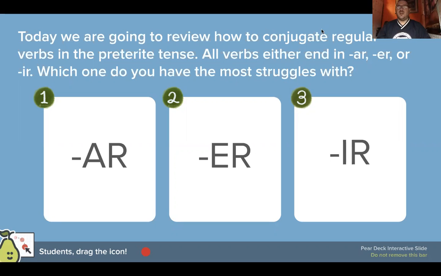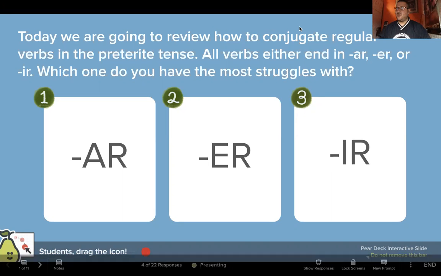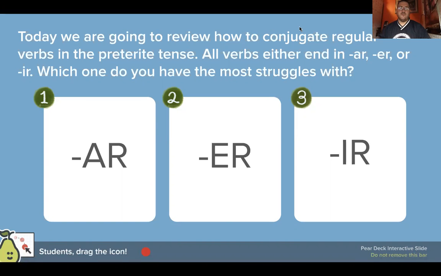All verbs end in either AR, ER, or IR. And I want you to take a minute and just decide which one of these you have the most struggles with, AR, ER, or IR verbs. A poll of the students during the live session showed that actually it was equal. So don't feel bad about that. If you had one issue over the other, don't feel bad. We're going to go over all three of them.